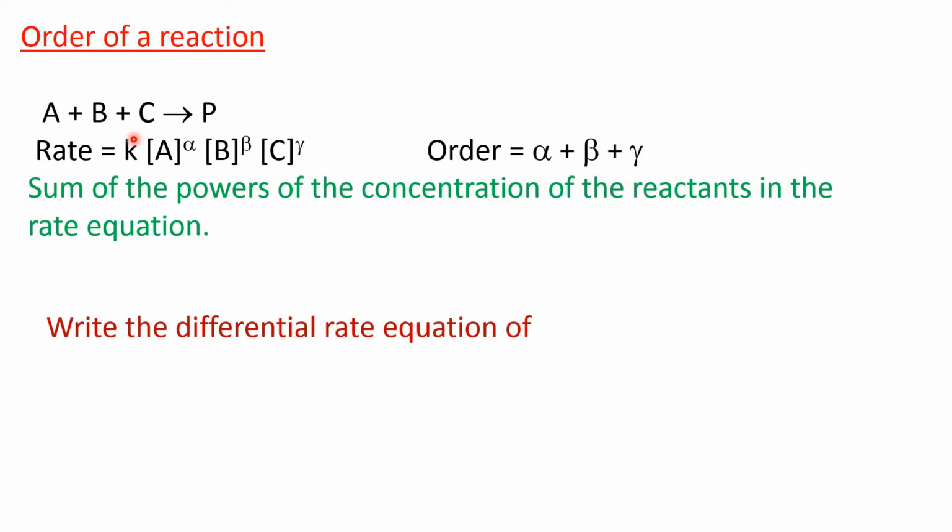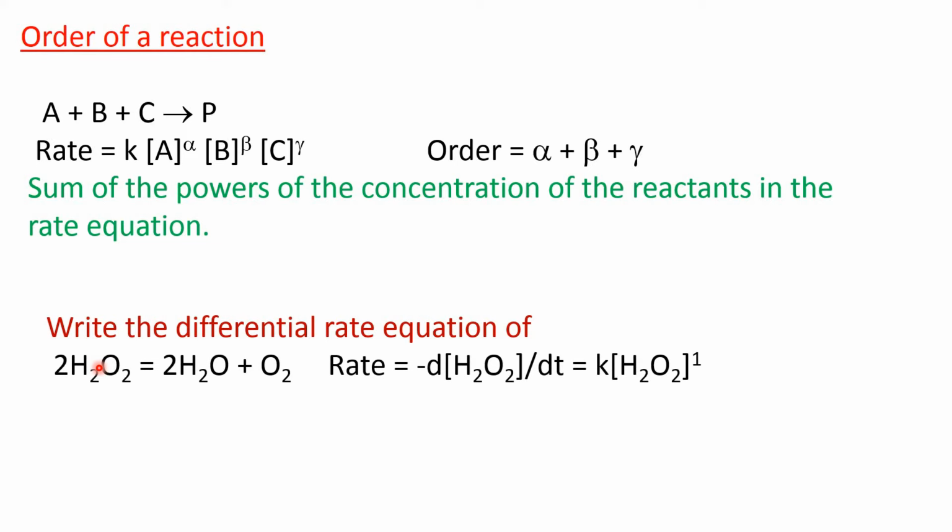Let's see. Very often you will get such a type of question. Write the differential rate equation of this reaction. So this is the decomposition of hydrogen peroxide to water and oxygen. Now here rate will be equal to rate constant times molar concentration of hydrogen peroxide to the power 1. But here the stoichiometric coefficient is 2. So sometimes this power may be equal to the stoichiometric coefficient or may not be. There is no hard and fast rule that these powers will be equal to the stoichiometric coefficient. No.